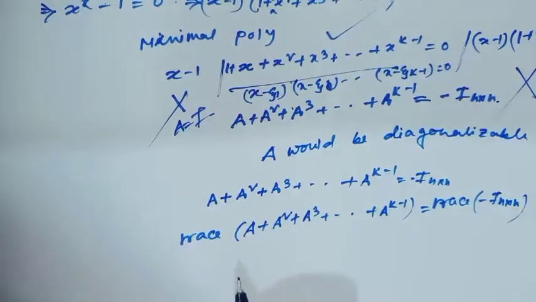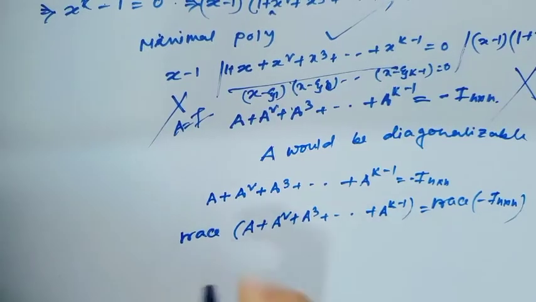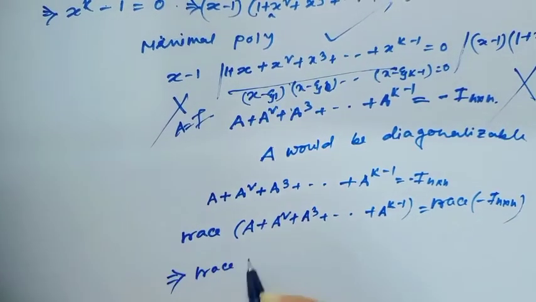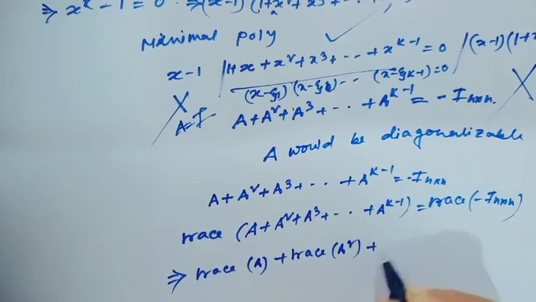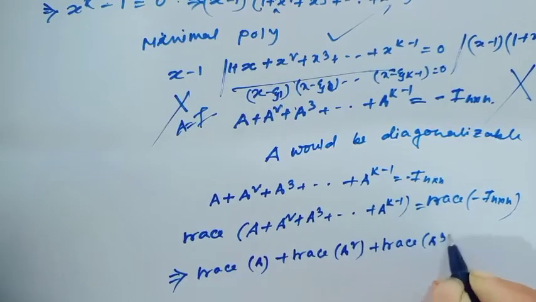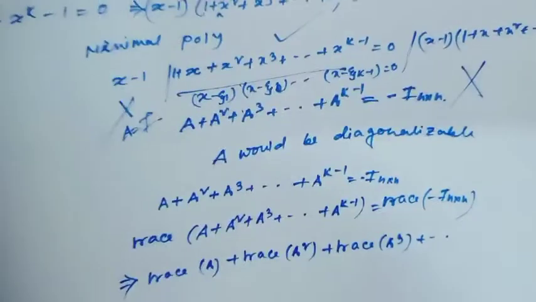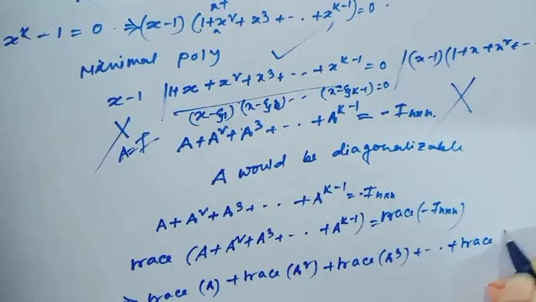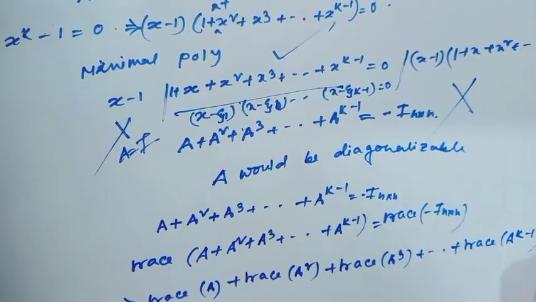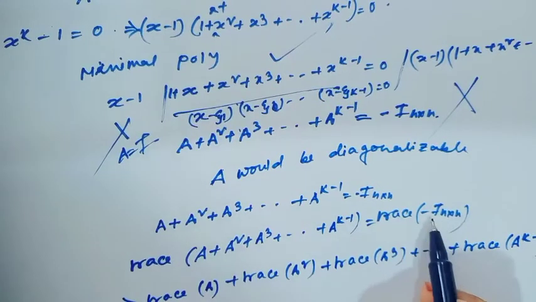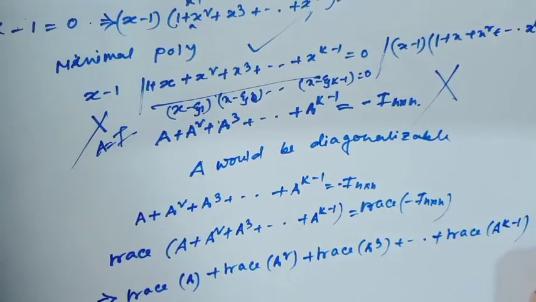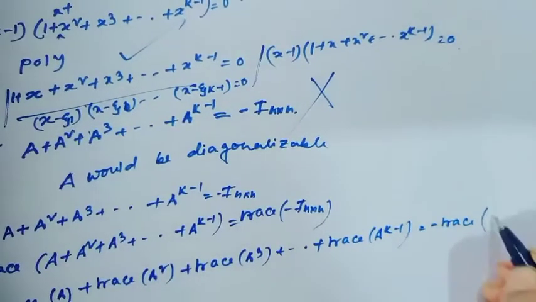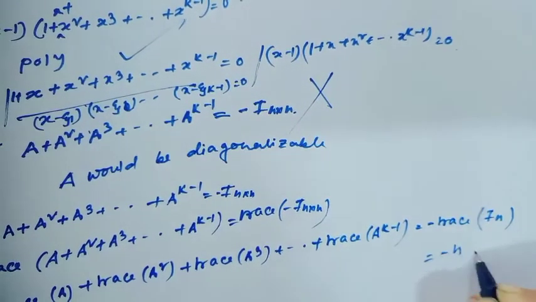We all know A is a linear operator, so this would be equal to trace of A plus trace of A square plus trace of A cube, and this continues up to plus trace of A to the power k minus 1. Since trace is a linear operator, the sum can be combined, and this would be minus trace of identity, which is equal to minus n.